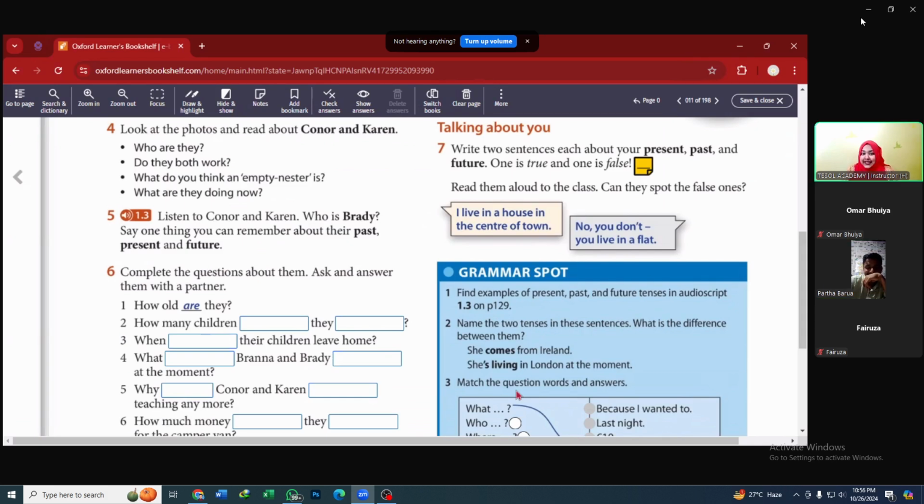He is the son of Mr. Connor and Karen McGrady, Mr. and Mrs. McGrady, and he is the twin brother of Branna. Okay, because all through the audio they said he for Brady. By that we have to understand that Brady is a boy, the son of Mr. and Mrs. McGrady. Okay, right. Now tell me one thing about Mr. and Mrs. McGrady's past.